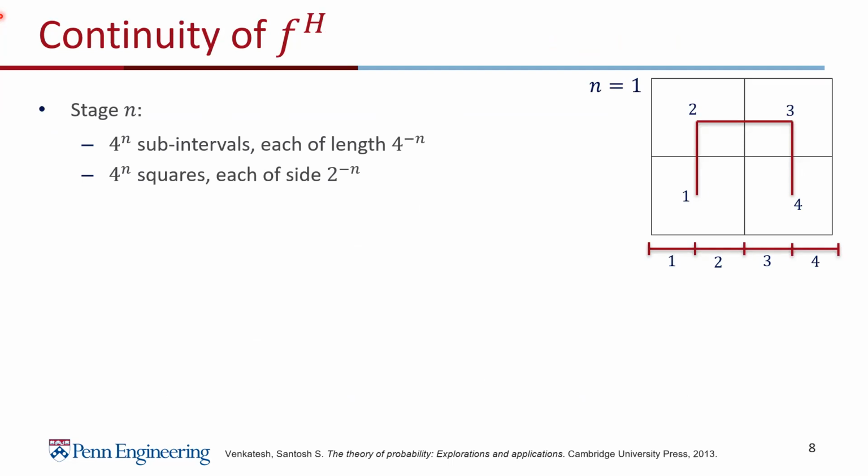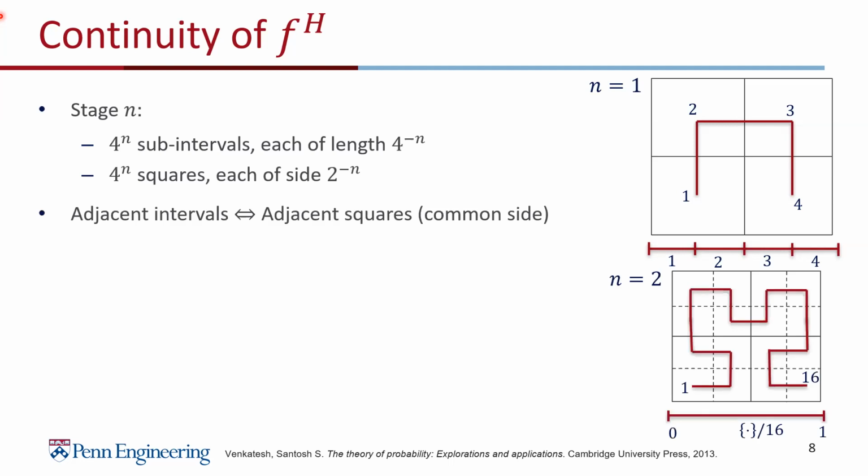And if you look at the construction again, if two intervals are adjacent, let's say 2 and 3, then their mappings are also going to be adjacent. In the sense that subinterval 2 gets mapped to that square and subinterval 3 gets mapped to that square, and those two squares are adjacent. So you can already see some kind of continuity creeping in here.